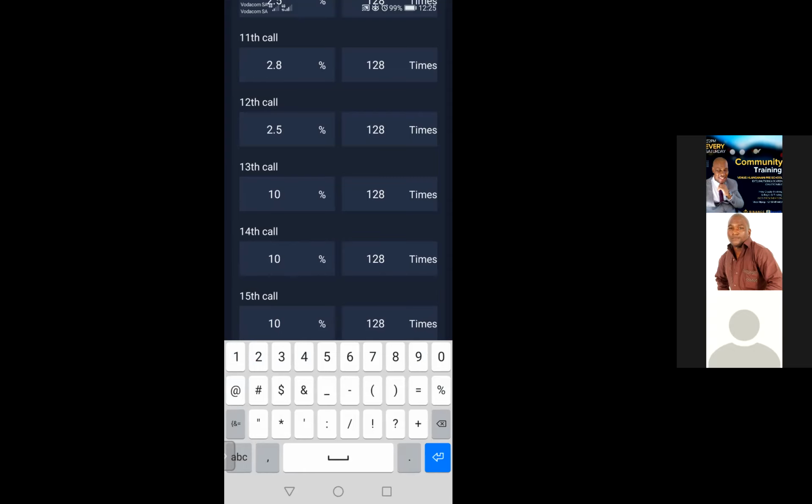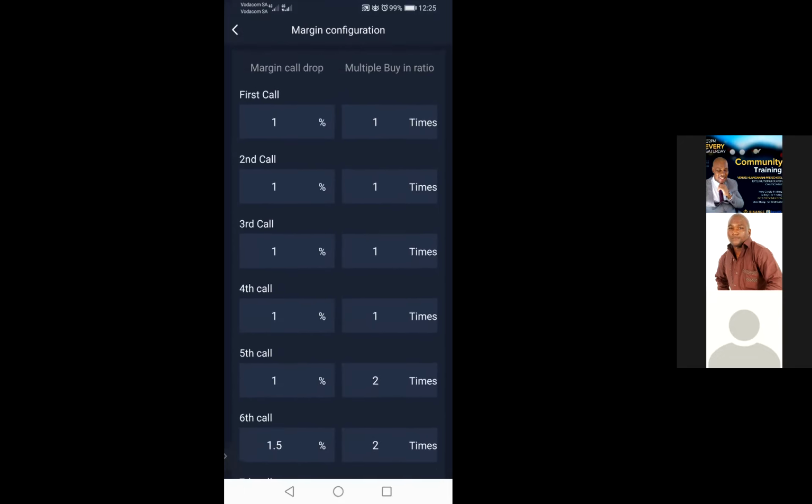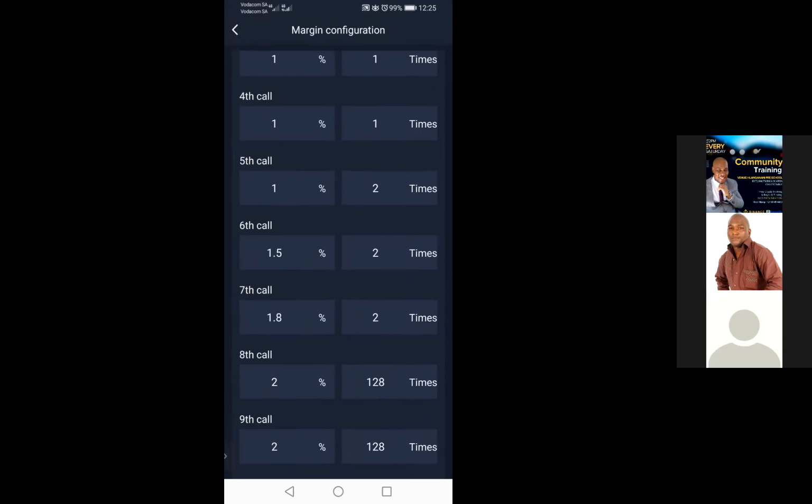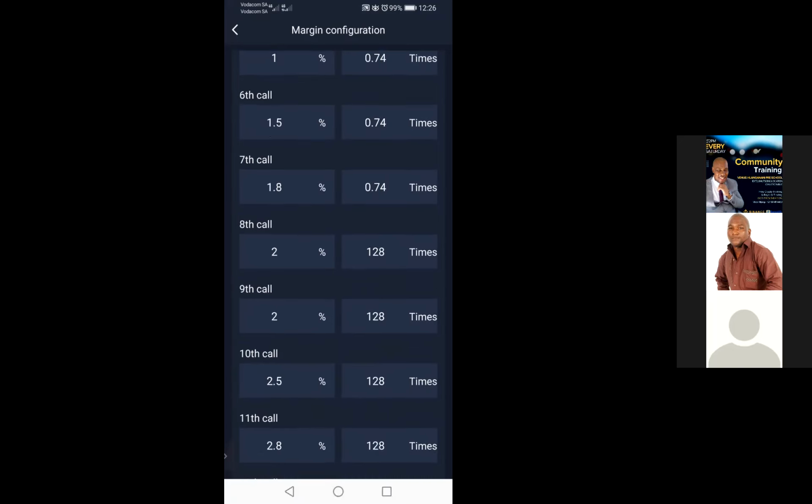So on the multiple buy-in ratio, we're going to put from call number 5, because these are the new margins that are going to be set in as the market dips. We're going to put 0.74 from call number 5 to the last one. Those are the new calls that will be taken. 0.74. Just like that. The bot will do the job.